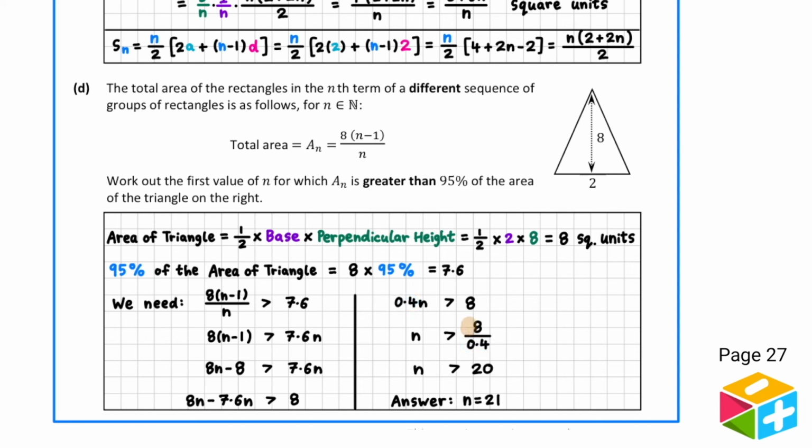After we perform the calculation on the right, we end up with n is greater than 20. Since n is a whole number, the smallest value of n which satisfies this would be n equal to 21. And that's our final answer.